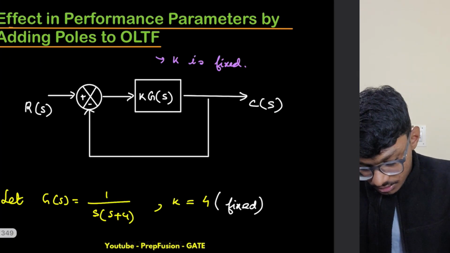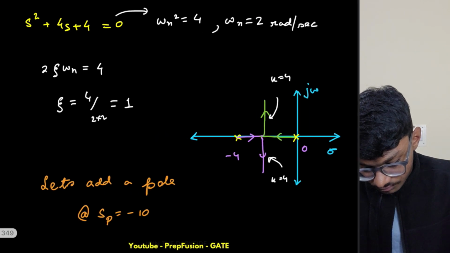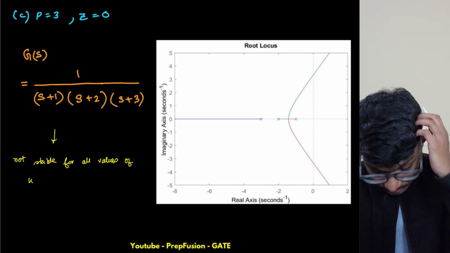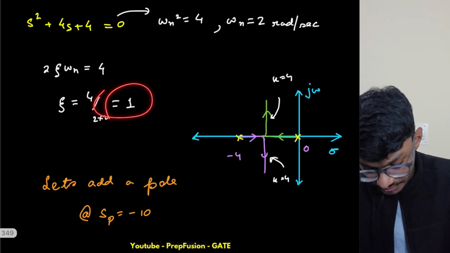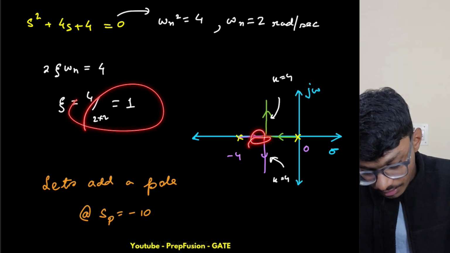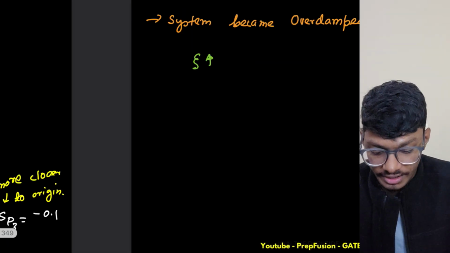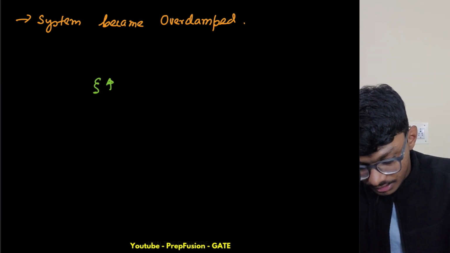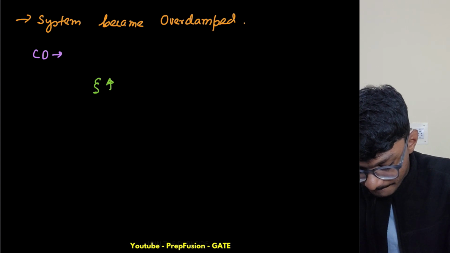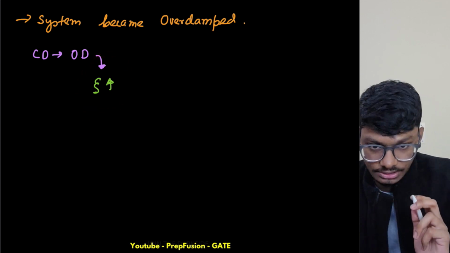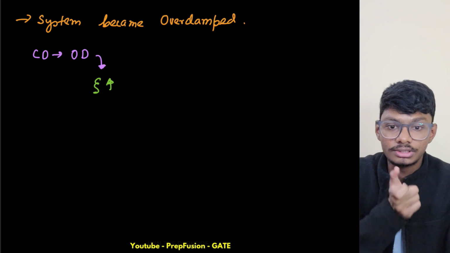Okay, so previously, as we can see, zeta was 1, it was critically damped. But now it has become overdamped. So from critically damped to overdamped, that means my zeta has increased. So this is the first conclusion that we draw from this.